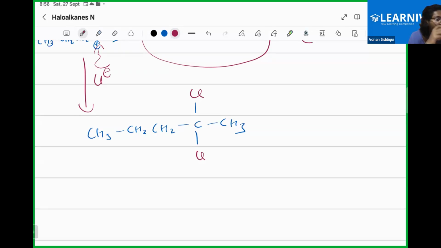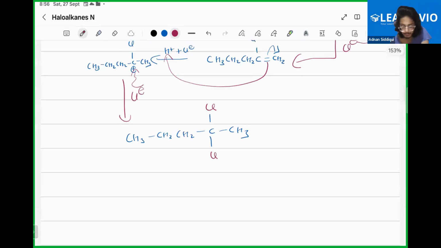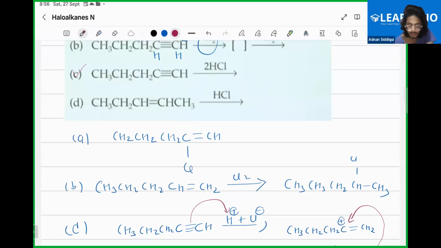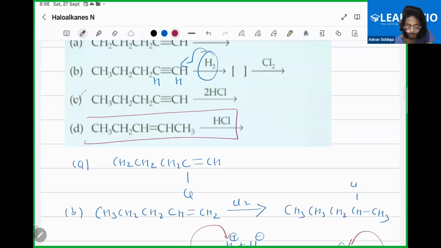2,2-dichloropentane. Simple. Yes. Okay, now this is the last case. You have to tell me what product you are expecting here. Let me draw it. The CH2 bond will be broken.